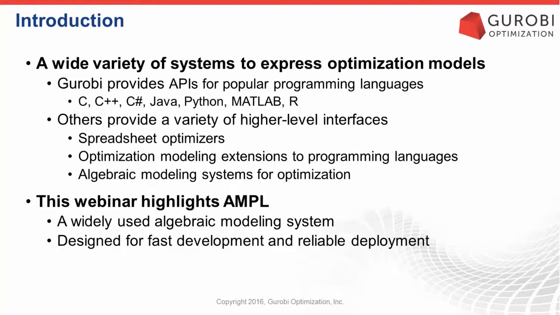Today we're going to focus on AMPL. AMPL is a widely used, very popular algebraic modeling system that has some great features for fast development and great reliable deployment. So I'm going to now turn it over to Bob Fourer, who will talk about AMPL in more detail.